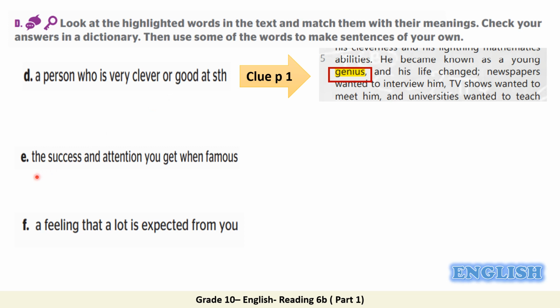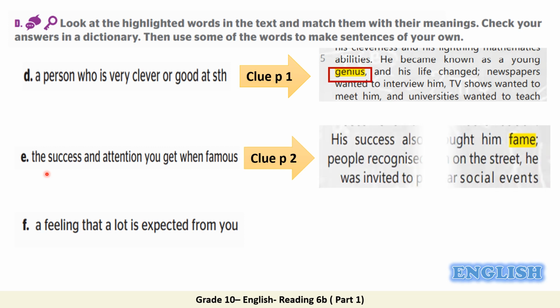Moving on to E. The success and attention you get when famous. 2 more words to go. Which is which? Your clue is in paragraph 2, and obviously it is fame. So fame means the success and attention you receive when you are famous. Well done, everyone. Last but not least, a feeling that a lot is expected from you.